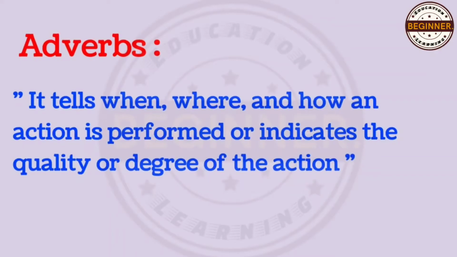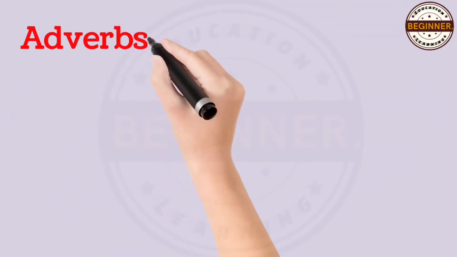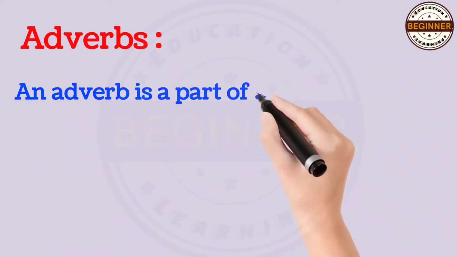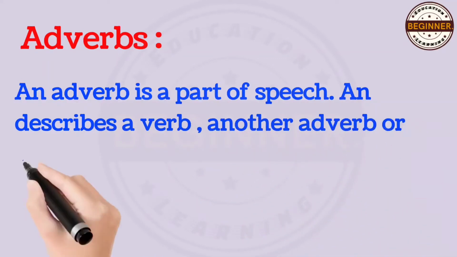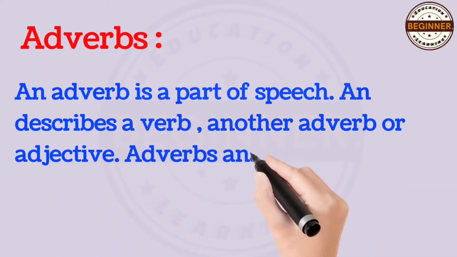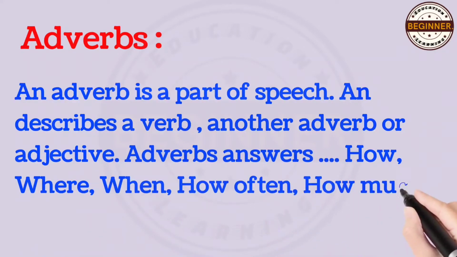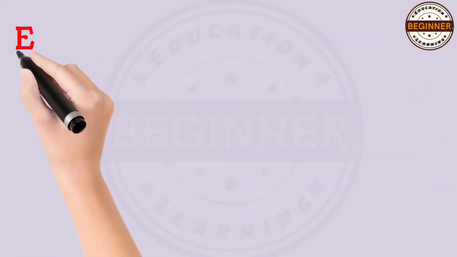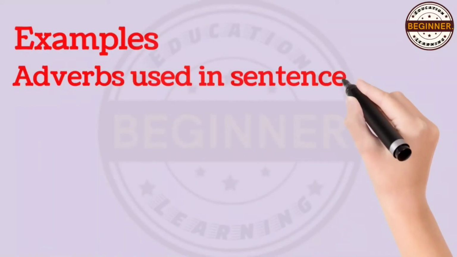Now we will discuss a second definition of adverbs in English grammar. What is adverb? An adverb is a part of speech. An adverb describes a verb or another adverb or an adjective. Adverb answers how, where, when, how much, how often, and etc. Dear friends, let's consider some examples of adverbs that will further clarify the definition of adverbs and use in English language.